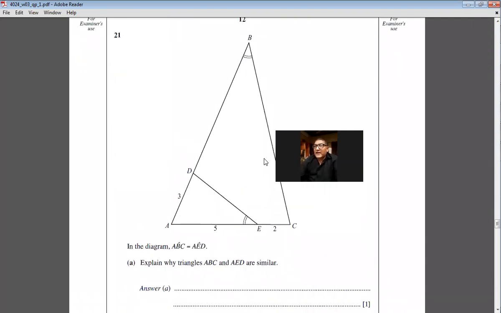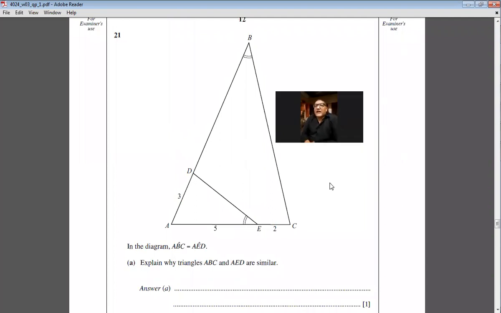So here we have in the diagram, the angle ABC and the angle AED, they both are equal to each other. This is given. We have to prove and explain why the triangle ABC and the triangle AED are similar. So it's very simple.